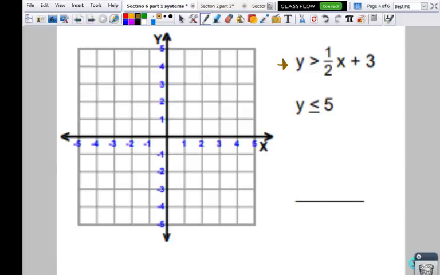Okay, so graph this first line on your own. Remember, start with B and then follow the slope. So start at B, then follow your slope on this first line.